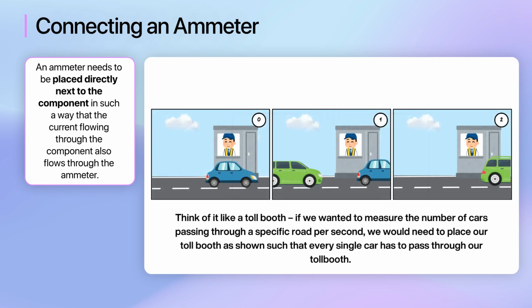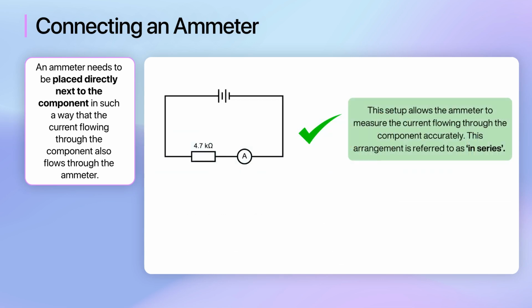Think of it like a toll booth. If we wanted to measure the number of cars passing through a specific road per second, we would need to place our toll booth as shown such that every single car has to pass through our toll booth. This setup allows the ammeter to measure the current flowing through the component accurately. This arrangement is referred to as in series.